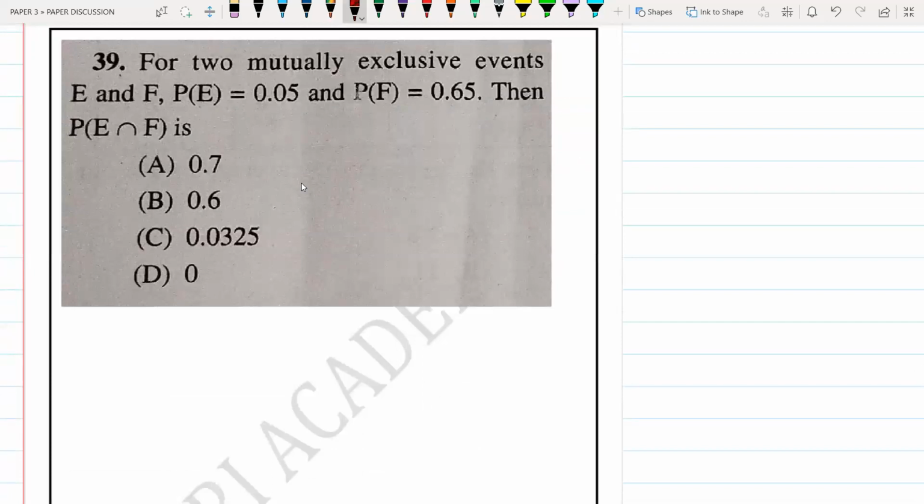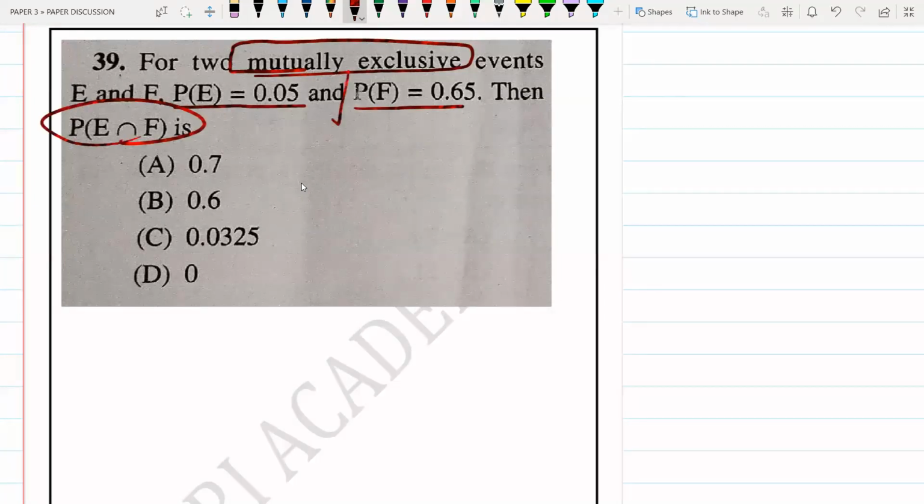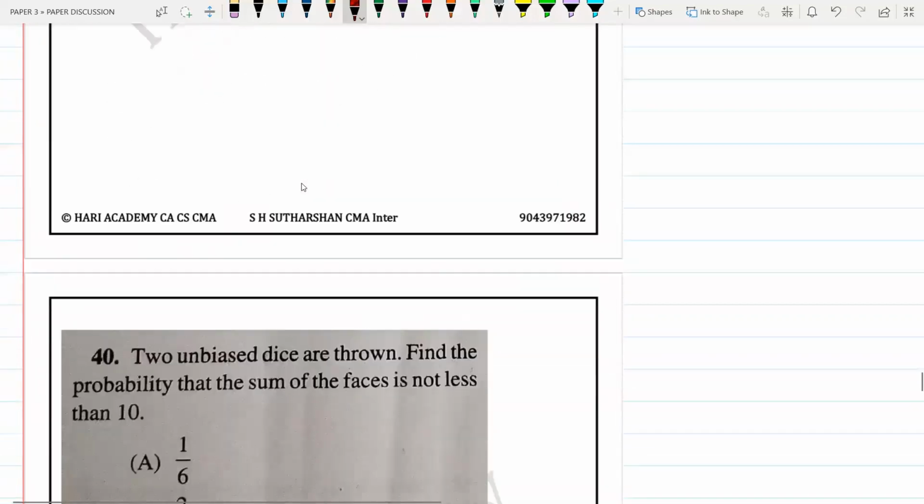Question number 39. Two mutually exclusive events. P of A is given, P of B is given, then intersection. Whenever it is mutually exclusive, P of A intersection B will always be 0. So my final answer is going to be D.